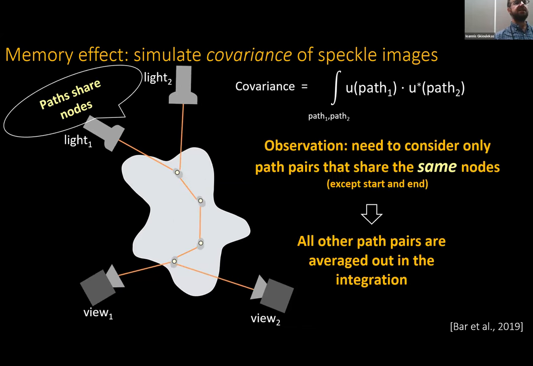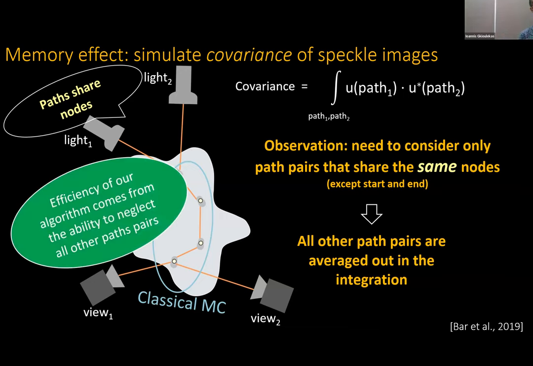So what does this say? It says that instead of considering arbitrary pairs of paths, I can consider only paths that share all of the nodes in between, except for the ones that correspond to the light source and the sensor that they start from, okay? So what this gives me is an algorithm that is very similar to the one I would have used for standard volume rendering, for standard rendering of geometric optics through this volume, but now to simulate not intensity, but covariance of speckle images. So I just produce paths exactly the same as before. I connect them to different lights and different sensors, and I evaluate this covariance integral using some contribution for a pair of paths, for one path that's involved in the intermediate nodes, that I can derive from Maxwell's equations and Fourier optics.